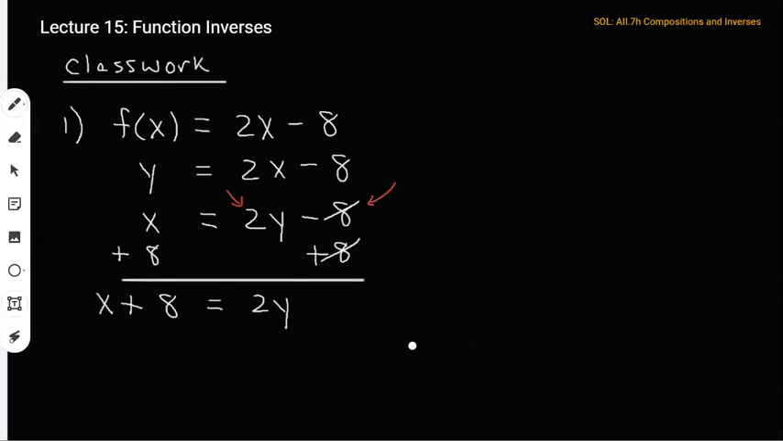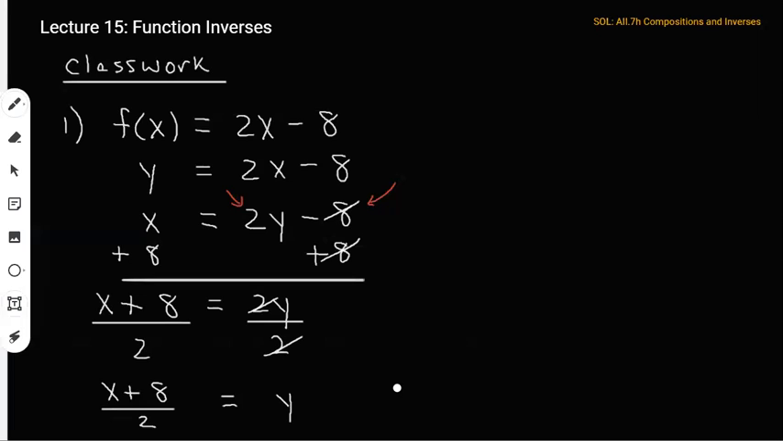The last thing that I need to do is get rid of the 2 that's in front of the y. I can do that by dividing both sides by 2. Make sure that when you divide both sides by 2, you draw your fraction bar under the x and the plus 8. That's very important. What that does is cancel out the 2's on the right side. So I'm left with y equals x plus 8 over 2. That's going to be my inverse function.